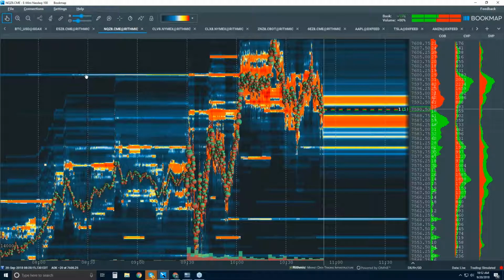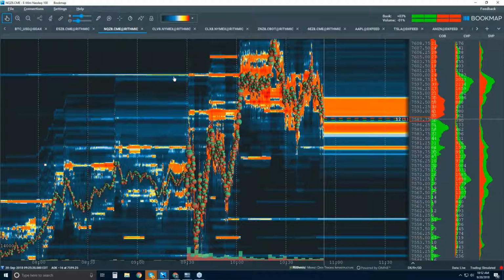I have full depth of market. Not just 10 or 20 levels, I have all of my levels live. And look, this area here and then this area up here. That's where price went to.